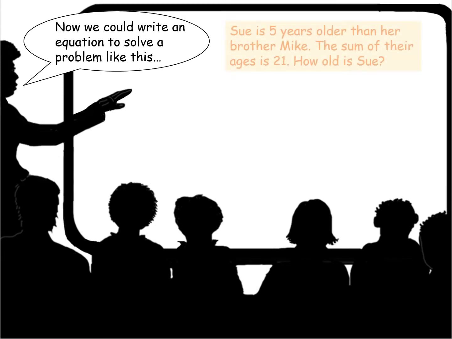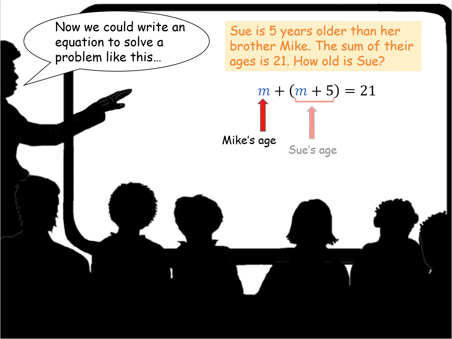Now we could write an equation to solve a problem like this. Sue is 5 years older than her brother Mike. The sum of their ages is 21. How old is Sue? So we would take Mike's age, which we said was the variable m, and we added Sue's age, which is Mike's age plus 5, and we equate it to the sum of 21.